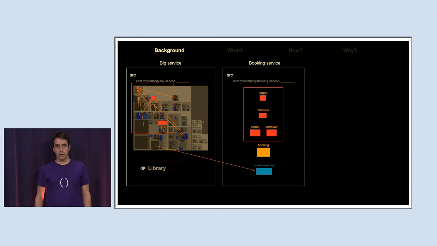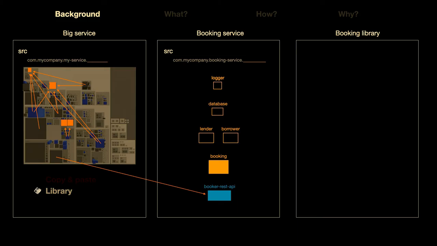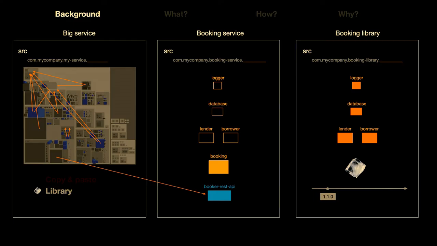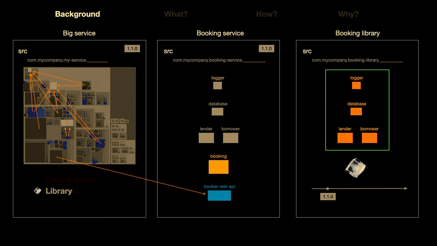What if we create a library of those building blocks? So let's do that. We create a new project with a source folder and a top package. And now we can just move the code into here. So that's great. And if we freeze the code into a library, we can now use the code from those other two services here. The good thing now is that we can work with all our code from one place, so we can get rid of the code duplication that we had.